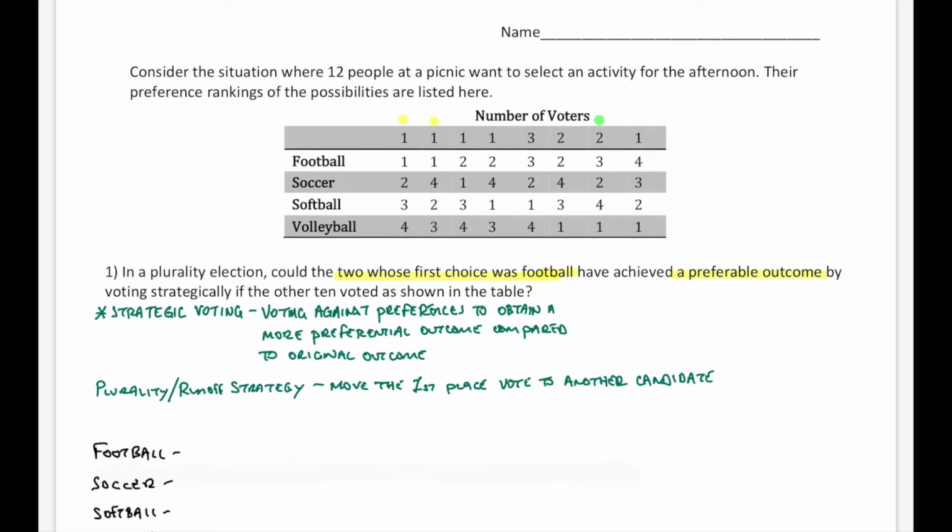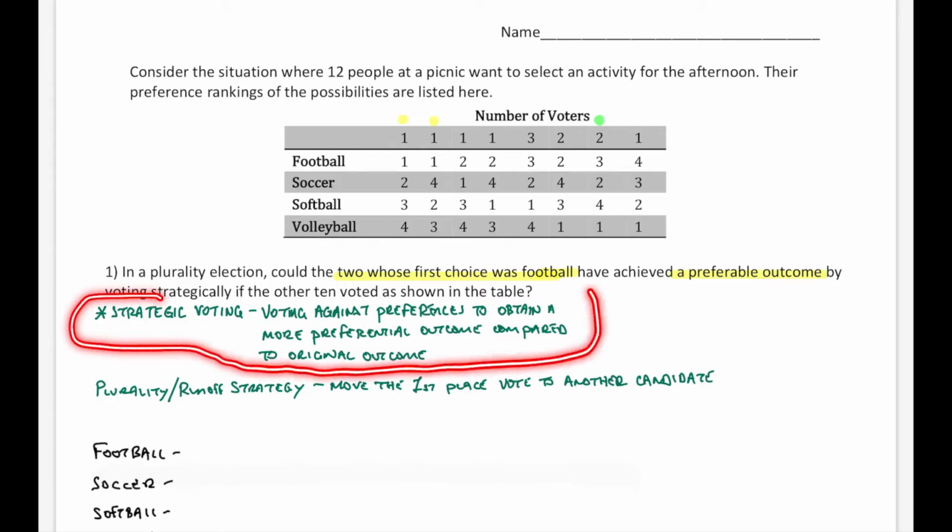Previously, we had looked at using plurality voting or plurality with runoff voting as a means of determining the winner of an election. Now, suppose that you are putting forth a candidate and you want a specific outcome, but you realize that your candidate is not going to win. What we can do is this idea of strategic voting.